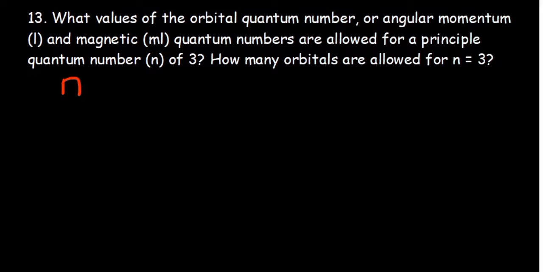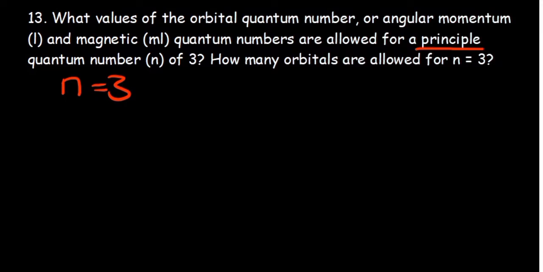So what is the principal quantum number? The principal quantum number tells you the energy level that you're talking about. If you say n is equal to 1, you're saying that you're dealing with energy level number 1 when it comes to the structure of an atom. In this case, we've been told the principal quantum number is 3. So it gives you the energy and also the energy level that you're trying to talk about. Now the question is, how many orbitals are allowed for n equal to 3?